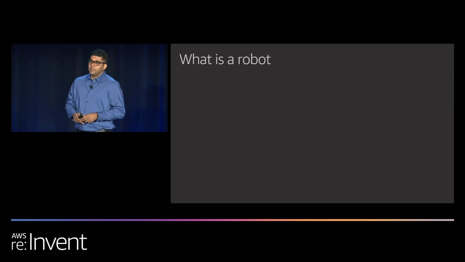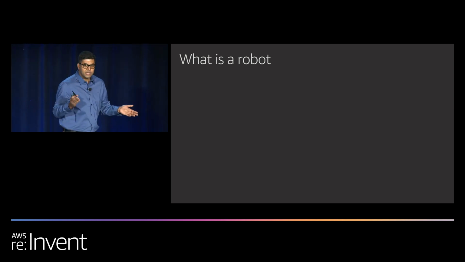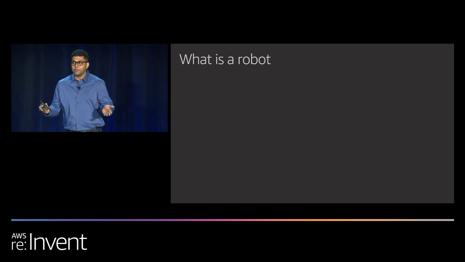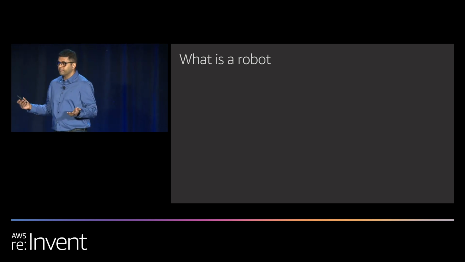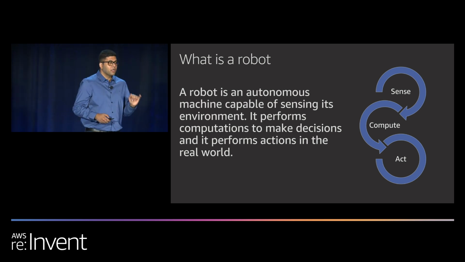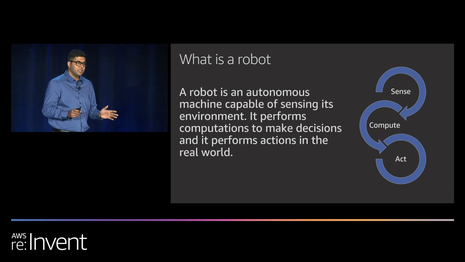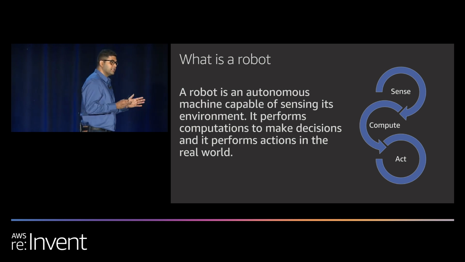So let's get started. What's a robot? When we say that, some of you might be thinking about a humanoid robot. Some of you might be thinking about a rover. Some of you might be thinking about vacuum cleaners at home. To us, a robot is any autonomous machine that can sense its environment, make decisions, and then act upon those decisions in the real world.